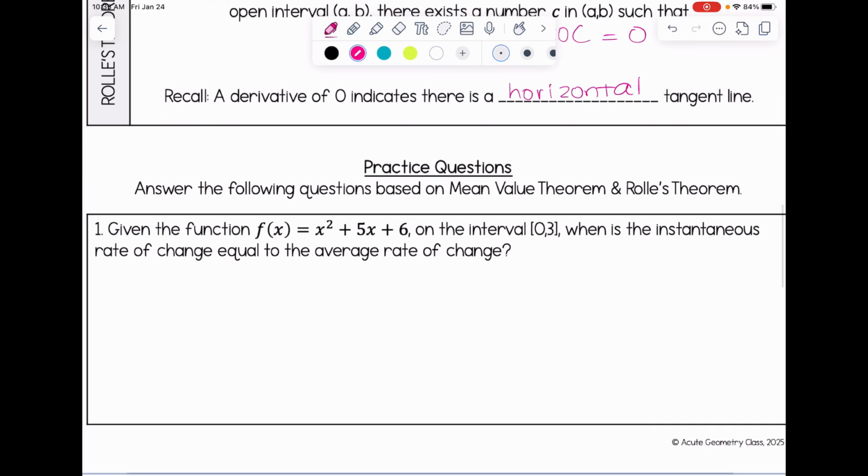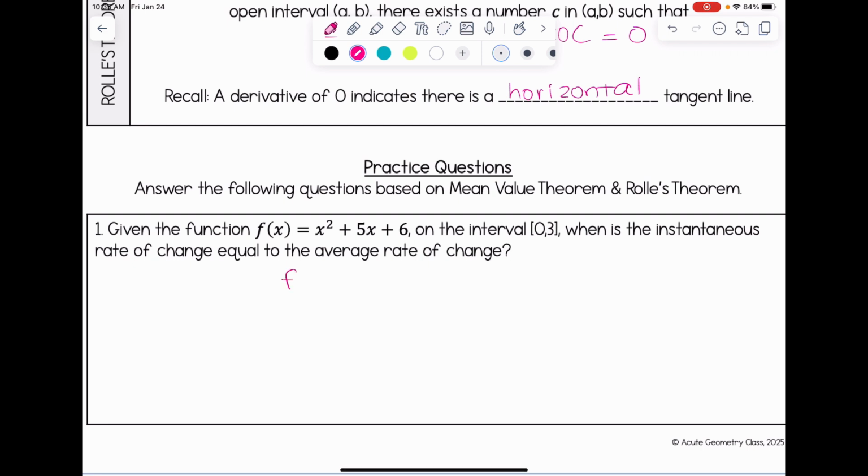So number 1, given the function f of x equals x squared plus 5x plus 6 on the closed interval 0 to 3, when is the instantaneous rate of change equal to the average rate of change? So notice it doesn't specifically reference the mean value theorem, but that idea of instantaneous rate of change and average rate of change being equal. And we know that we have this closed interval here. That's going to be referring to mean value theorem. We should also just keep in mind that this is a parabola. Parabolas are always continuous and they're always differentiable, so it does meet those requirements of the mean value theorem.